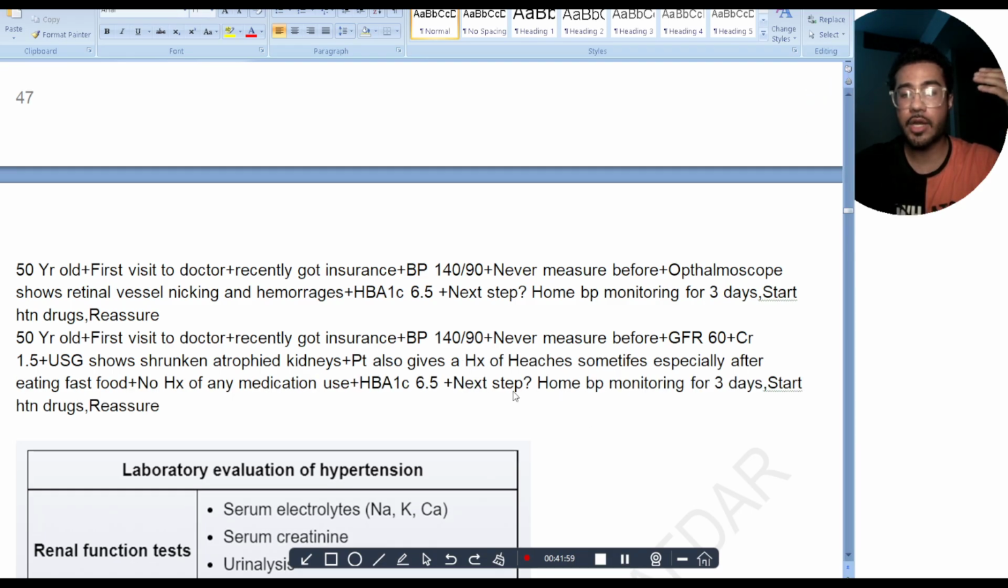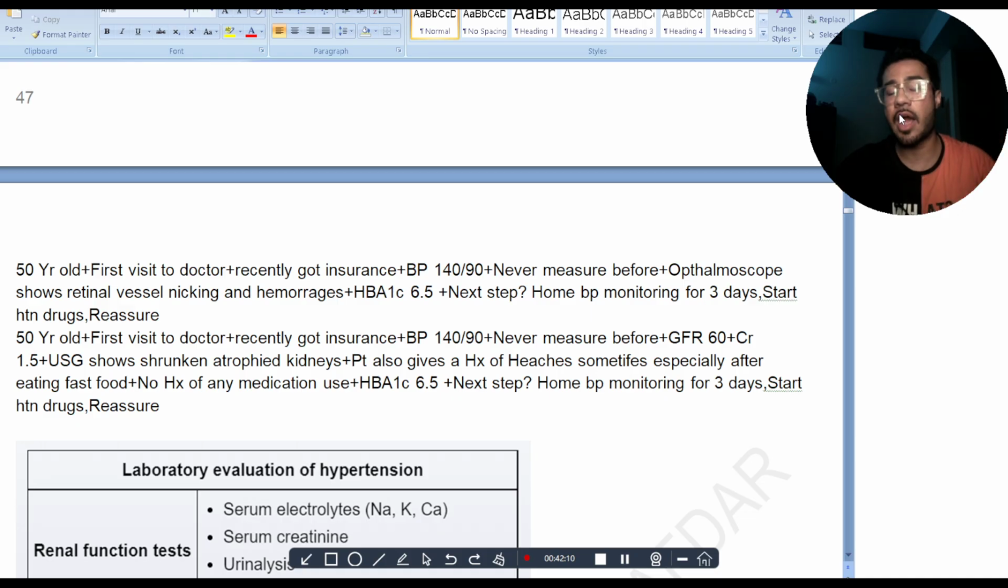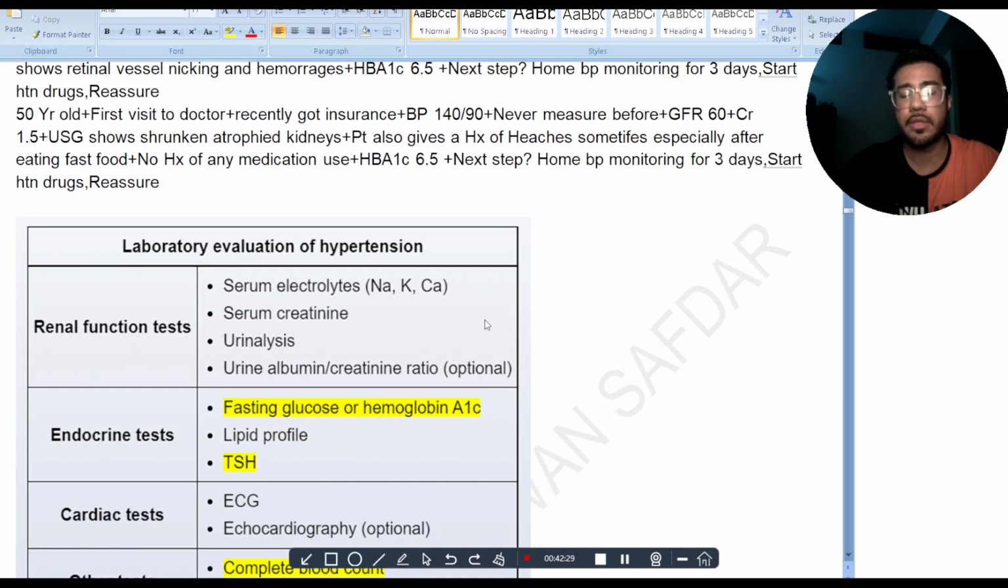I've also added one more aspect here, that the patient also gives a history of headache sometimes, especially after eating fast food, which represents that after intake of a salty meal, the blood pressure skyrockets and that results in headache. So you make sense of everything and then you decide that the patient needs to start hypertensive medication ASAP. If everything is absent, just 140/90, and there's no sign of end organ damage, you just ask the patient to go home and measure the blood pressure there.